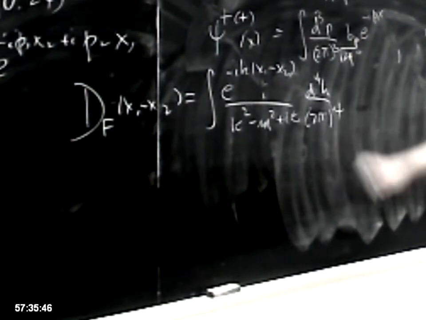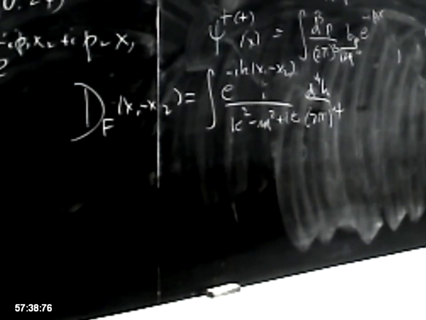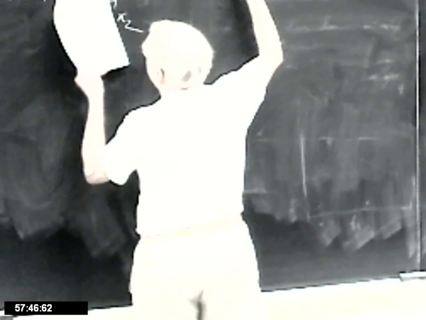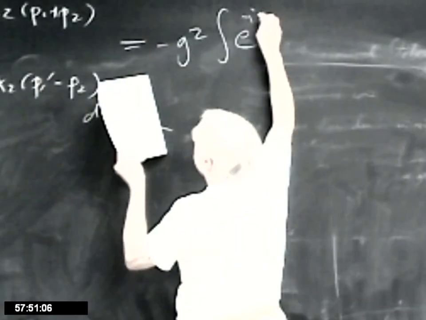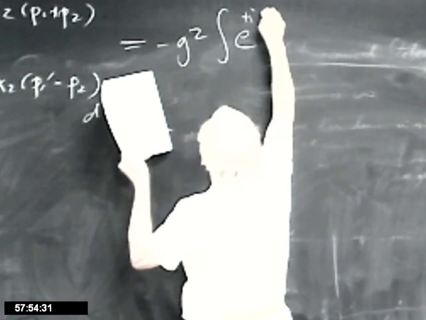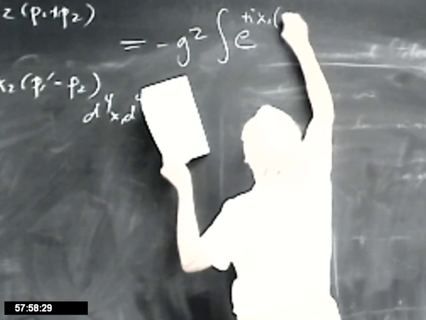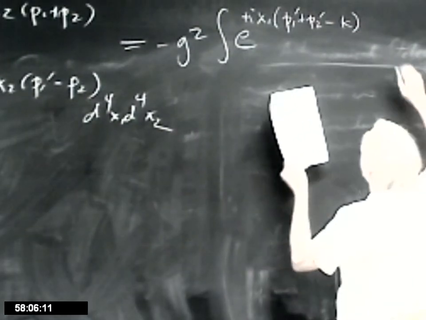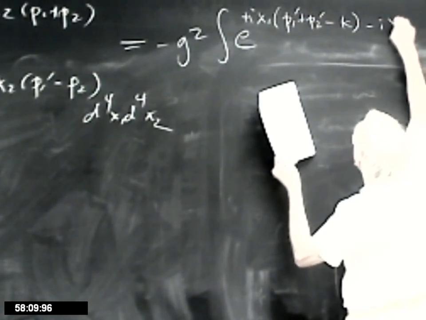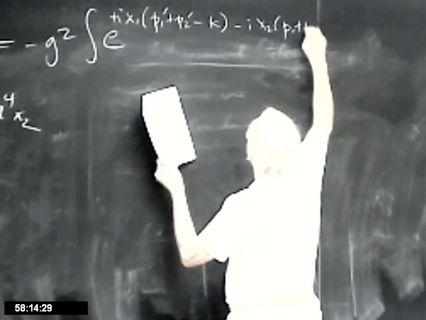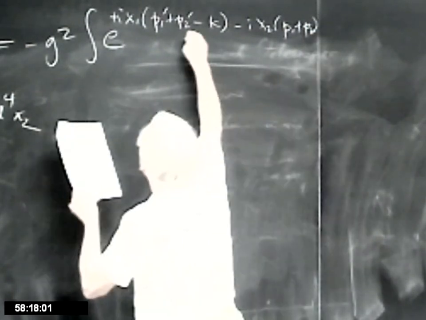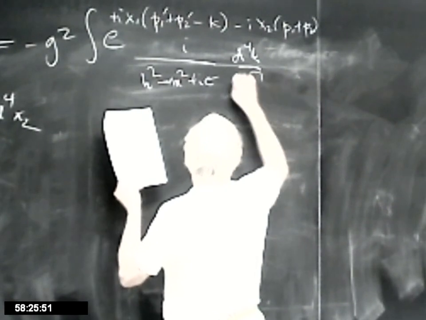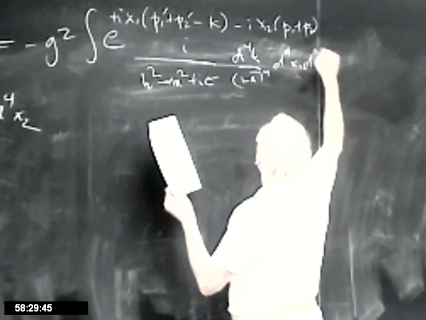Oops. So we just stick that in both of these terms and we get for S1 minus g squared integral e to the minus i, or let me put it plus i, x1, and I'm just going to stick these things in here, p1 prime plus p2 prime minus k, and then minus i x2 p1 plus p2, i over k squared minus m squared plus i epsilon d^4k over (2π)^4, d^4x1 d^4x2.